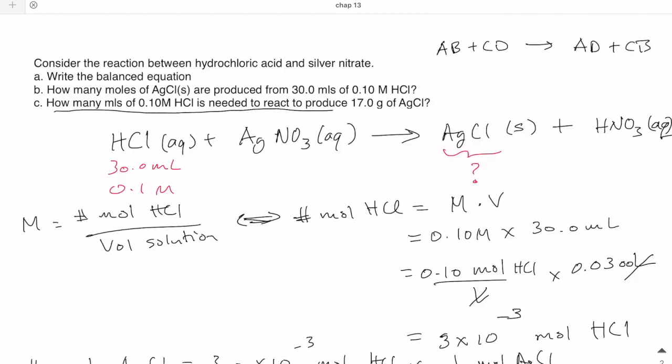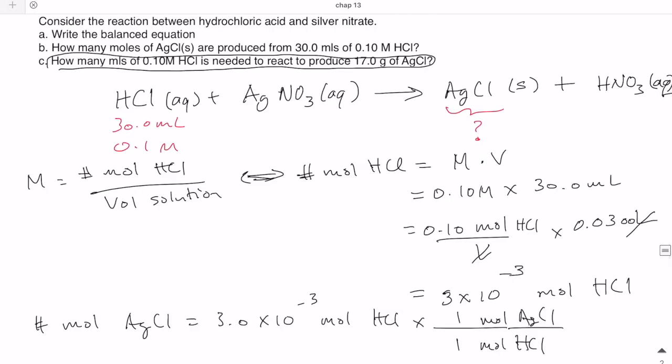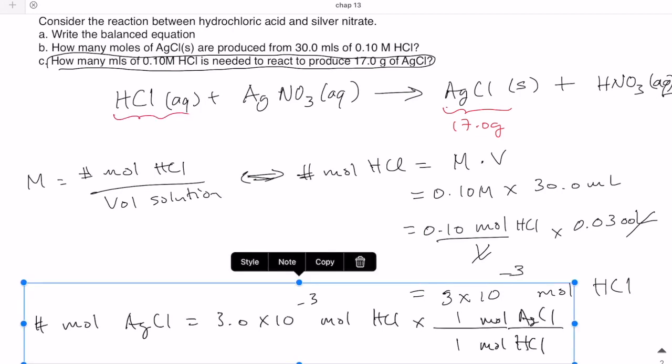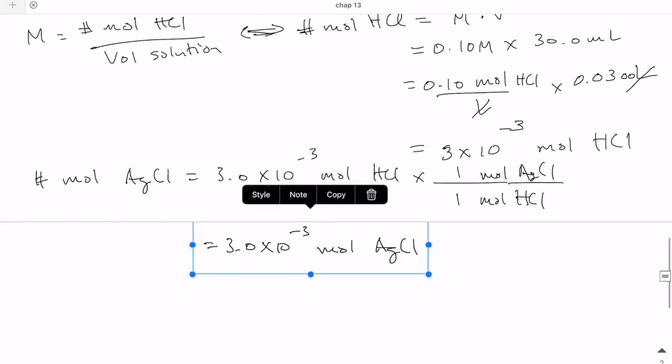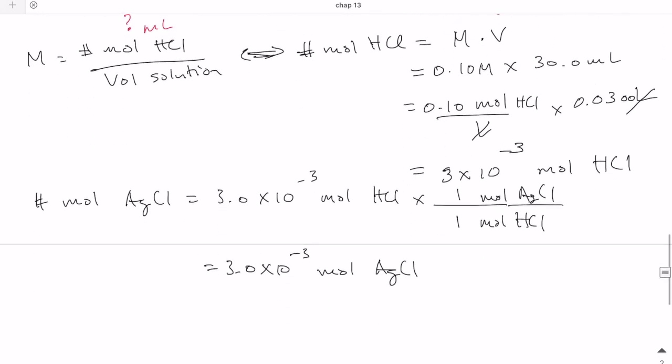It says here, how many milliliters of 0.1 molar HCl is needed to produce 17 grams of AgCl? So I'm going to erase this a little bit because they kind of switched the question a little bit here. Now they're saying, I know that I want to make 17 grams of AgCl, and if my concentration of HCl is 0.1 molar, what's the volume in milliliter? So the way we do this is kind of reversing the steps we did in the previous problem.